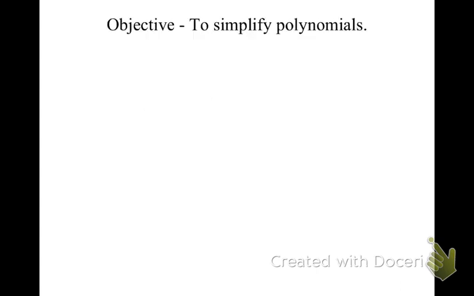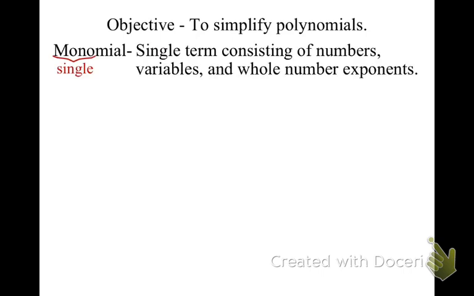All right, so to simplify polynomials, first we need to talk about some of the language. A monomial, as we mentioned before, is a single term consisting of numbers, variables, and whole number exponents. So 7x squared is a monomial. 3m, because that's m to the first power. 10a to the first b squared c. Negative 2 4/10 y.